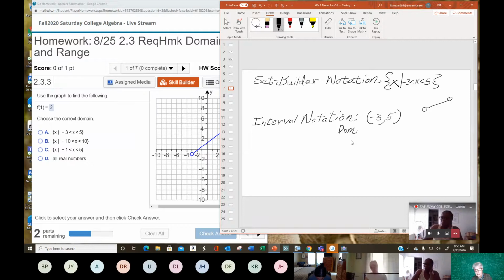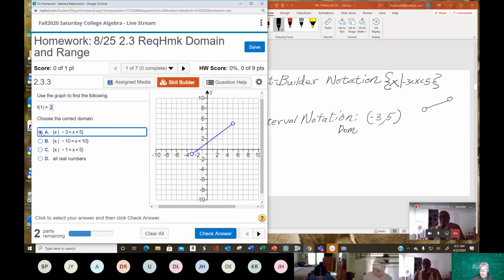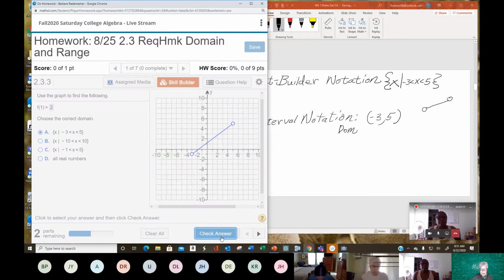Now you'll get used to this as we move along. You've already dealt with inequalities, where inequalities mean less than or to the left of. Notice we always have arrows pointing to the left up here. X is in between -3 and 5, but not touching -3 and 5. So I am going to go here to A, and I'm going to click on A. And I'm going to check my answer. And it tells me I'm right.